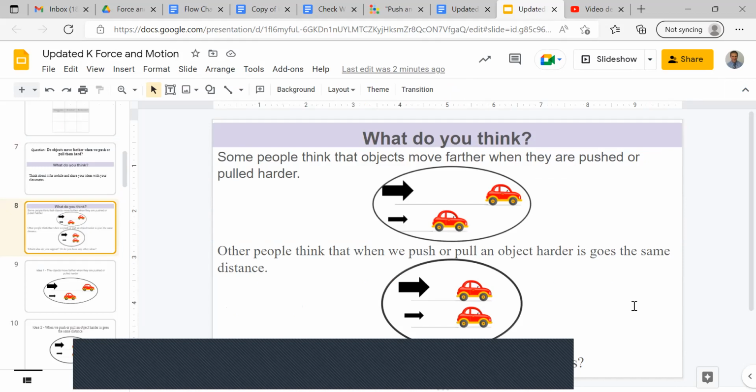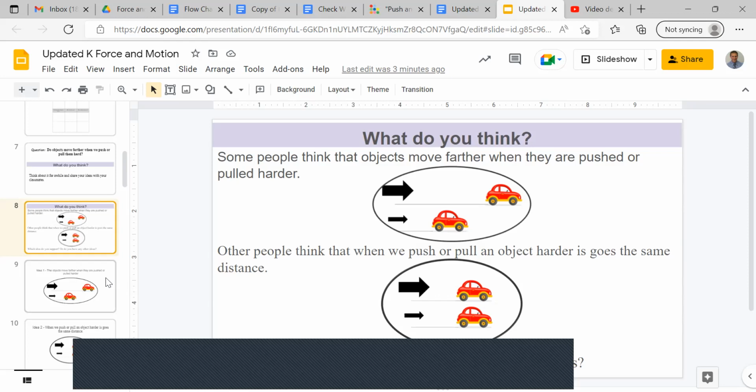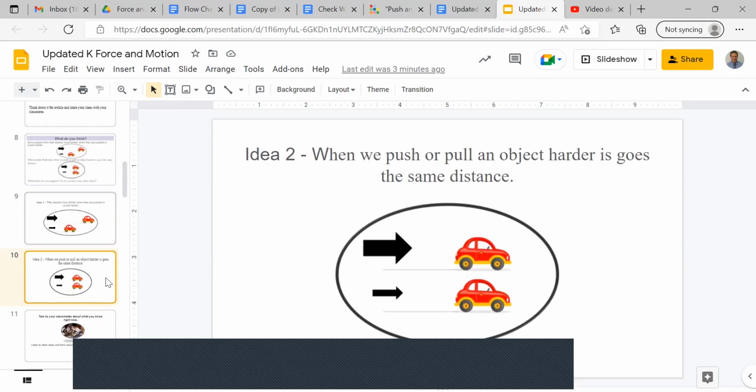So the two competing ideas here are some people think the objects move farther when they're pushed or pulled harder. And then the other idea is other people think that when we push or pull an object harder, it goes the same distance. So we're really just trying to get them to think about this concept: the more force you apply to something, the farther it's going to travel. That's the basic idea here. So we're going to present these two competing ideas, and then we're going to have them explain why.